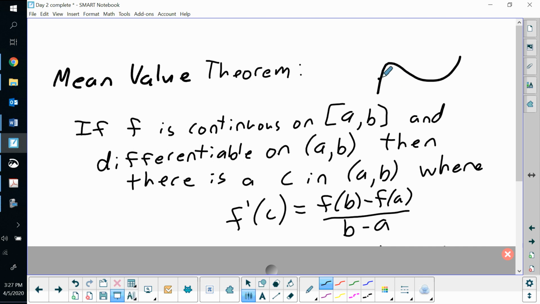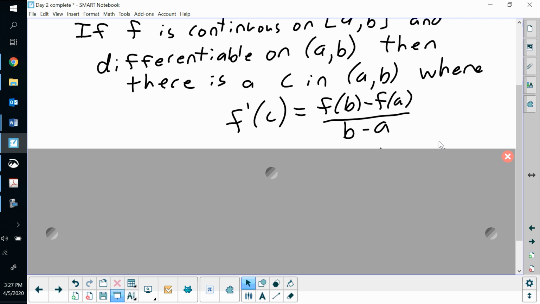So if you have some curve, say you're finding the slope between the endpoints, that slope is guaranteed to match at least one tangent line. In the picture I drew, it was two tangent lines, but you're guaranteed at least one. So that's the mean value theorem.